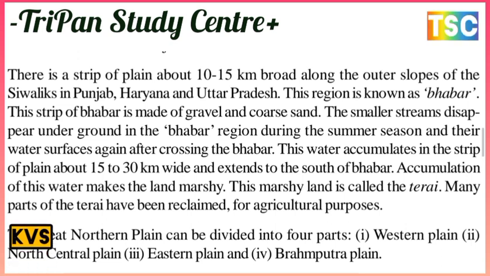That is important here. The part of Terai has been reclaimed for agriculture purposes. The Great Northern Plain can be divided into four parts: Western Plain, Northern Central Plain, Eastern Plain, and Brahmaputra Plain. These four parts are most important, and we explain them here.